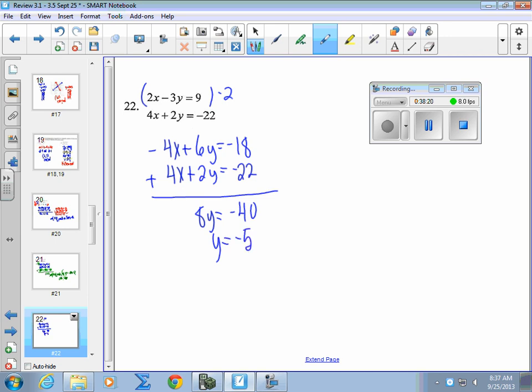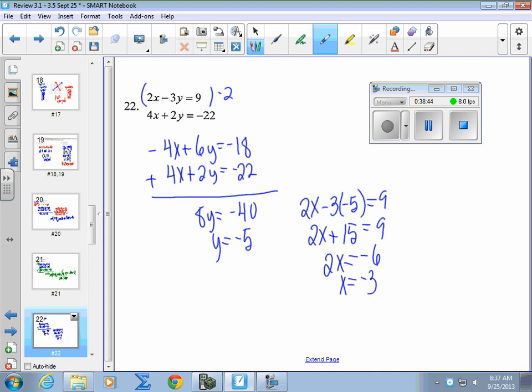Take y and plug it back in one of the equations. Probably plug in the top equation, get 2x minus 3 times -5 is equal to 9. So I have 2x plus 15 is equal to 9. I have 2x is equal to, what is that, -6. So x is equal to -3. So I have -3 and -5. It is consistent and independent. Everybody get that for an answer for number 22?